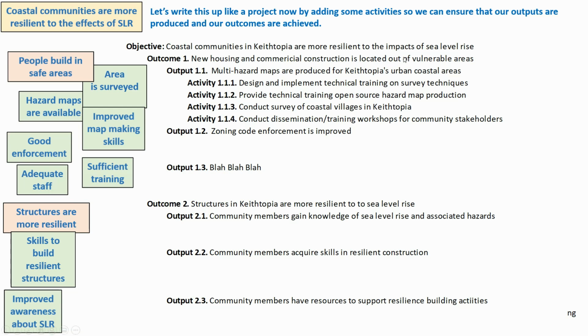Let's look at zoning code enforcement here. And again, we didn't put all of these activities because we're limited in space. We only have one slide, but we also are limited in time. We don't want to talk all night long about this. So then output 1.2, what's going on here? The zoning code enforcement is improved.